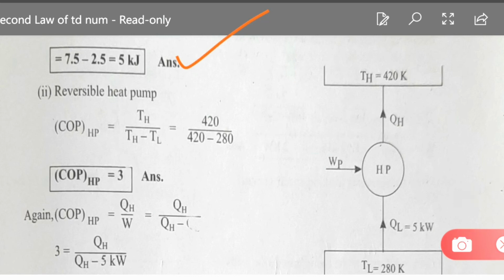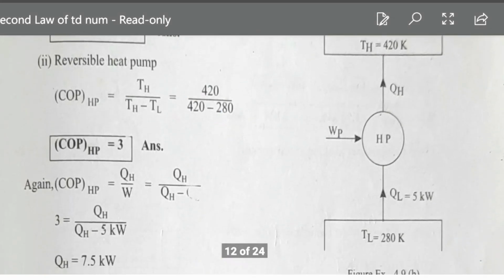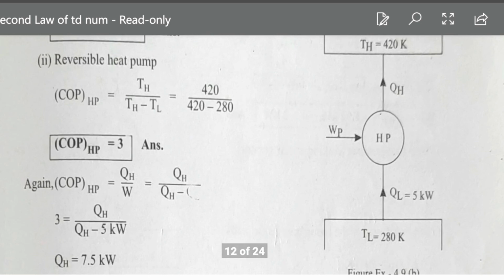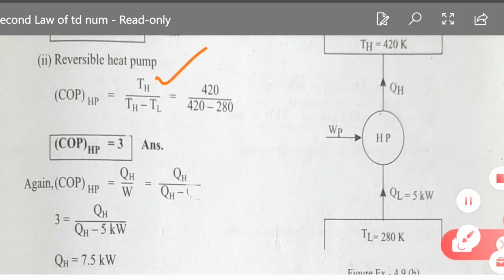Okay, now the reversible heat pump. We can see in the figure, this is the heat pump, and COP of heat pump will be equal to TH divided by TH minus TL, that is equal to 420 divided by 420 minus 280, and the COP of heat pump is equal to 3.